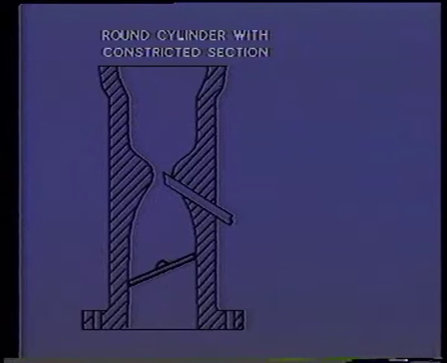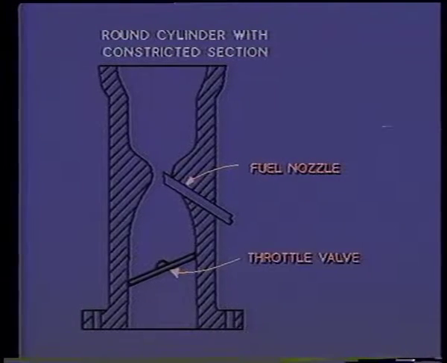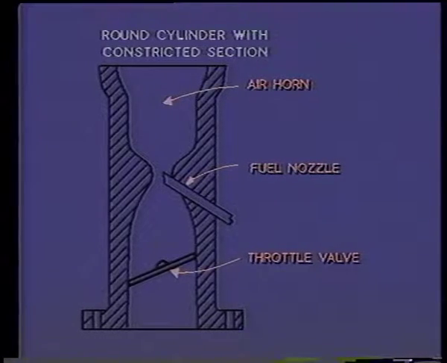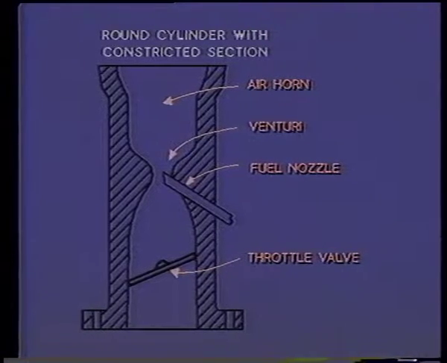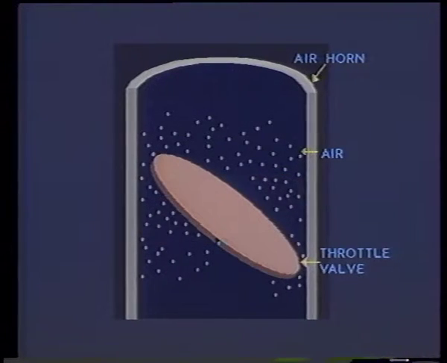A simple carburetor could be made from a round cylinder with a constricted section, a fuel nozzle, and a round disc or valve. The round cylinder is called the air horn, the constricted section the venturi, and the valve the throttle valve. The throttle valve can be tilted more or less to open or close the air horn.